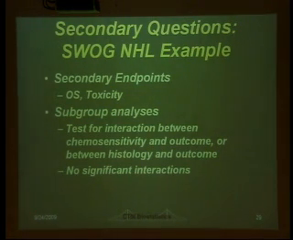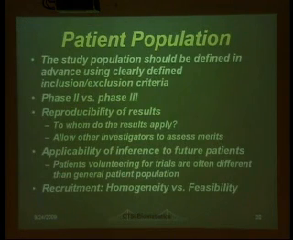They had pre-specified subgroup analyses in the clinical trial protocol. So if you're going to do subgroup analyses, it looks much better if you pre-specify them in the protocol. Here they had a test for interaction between chemosensitivity and the outcome, so that was their first subgroup, and between histology and the outcome. So histology was the second variable that was forming the subgroups. And they didn't find any significant interactions here.